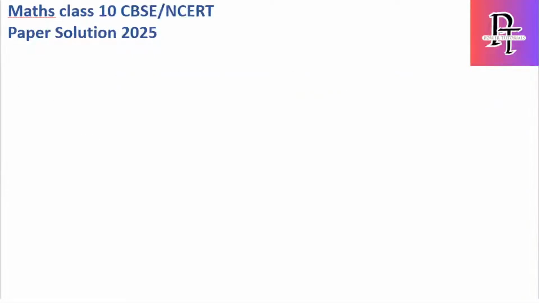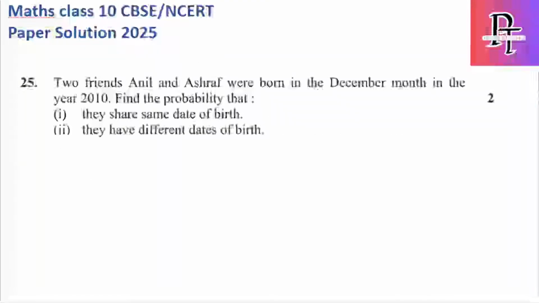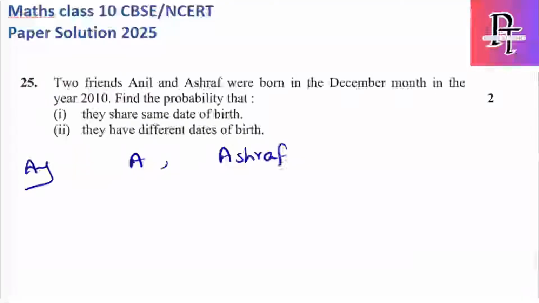Okay, so let's solve the last question for section B, which is 25th question, and this is related to probability. Two friends, Anil and Ashraf, are born in December month, in the year 2010. Find the probability that they share the same date of birth. So what is same date of birth? Same birthday. So in December, how many days are present? December month has 31 days.